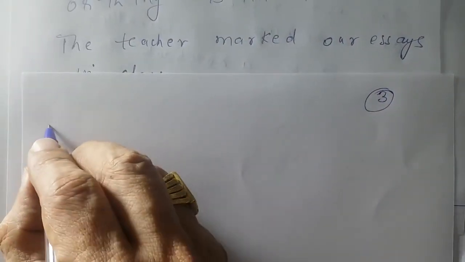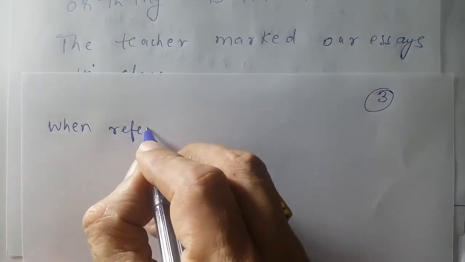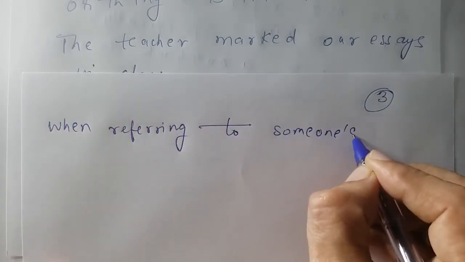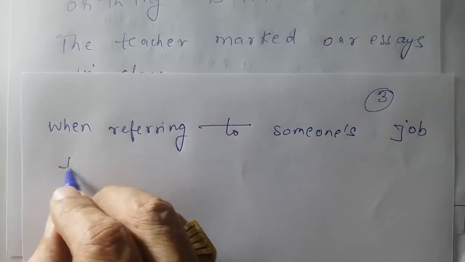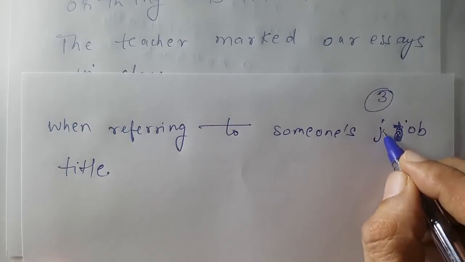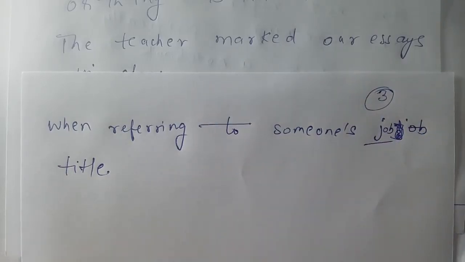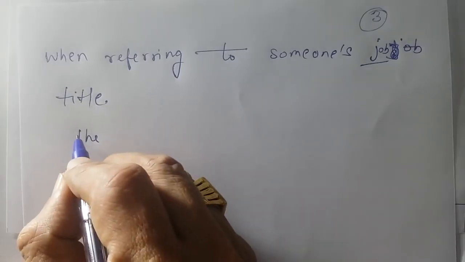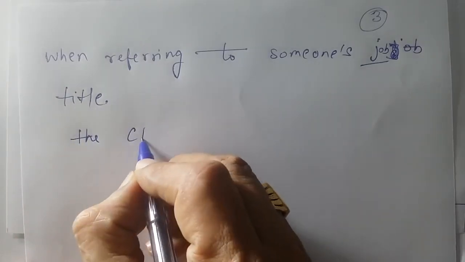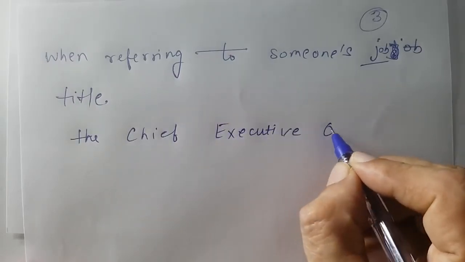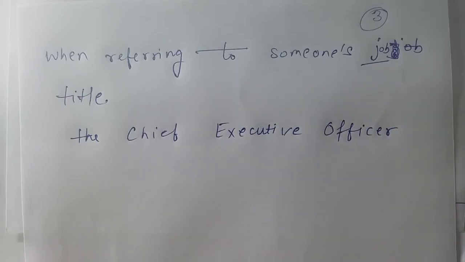When referring to someone's job title, why I'm writing in a right manner? Because in IELTS also they check this thing, how are you writing, and if you're writing wrong, they deduct the band. The chief executive, executive officer.